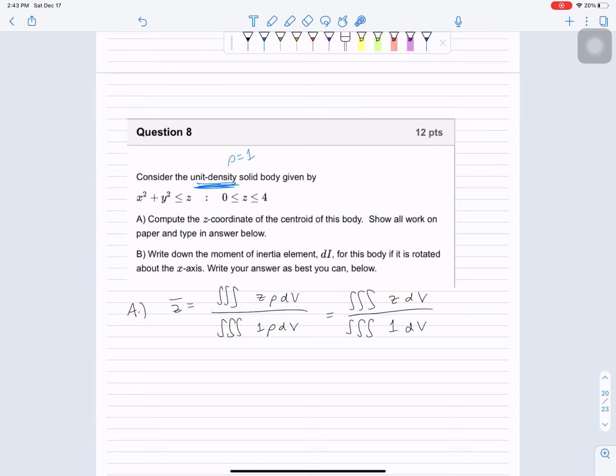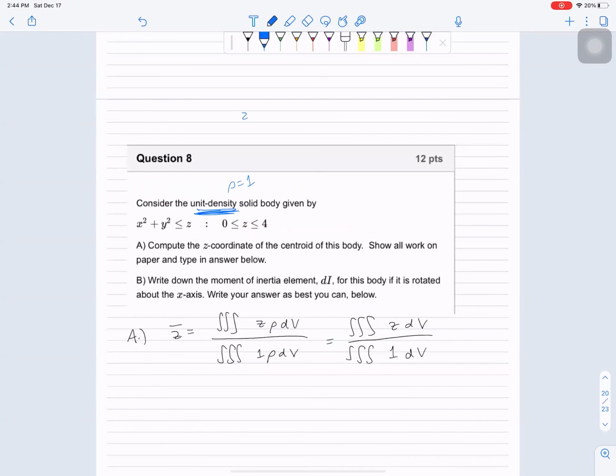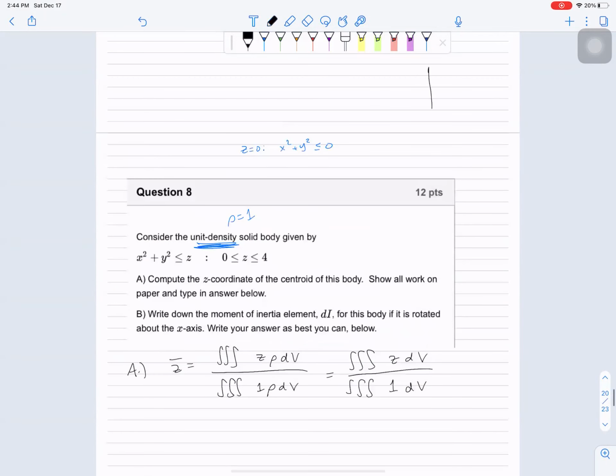Now, what is the shape of my thing? I have this x squared plus y squared less than or equal to z. What does that look like? Well, maybe I don't know what the shape is, but I can test what it might look like. Z goes between 0 and 4. So let's imagine what happens when z is 0. That means our equation becomes x squared plus y squared less than or equal to 0. In my 3D picture, that's like a circle of radius 0, which is just a point.